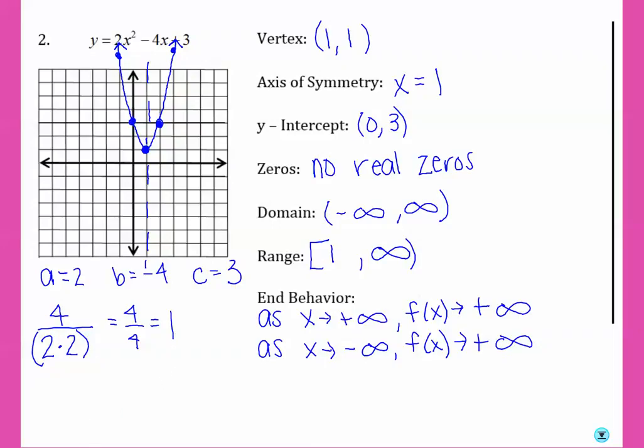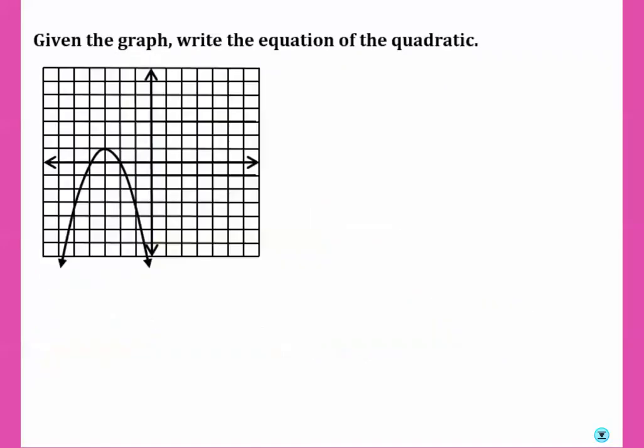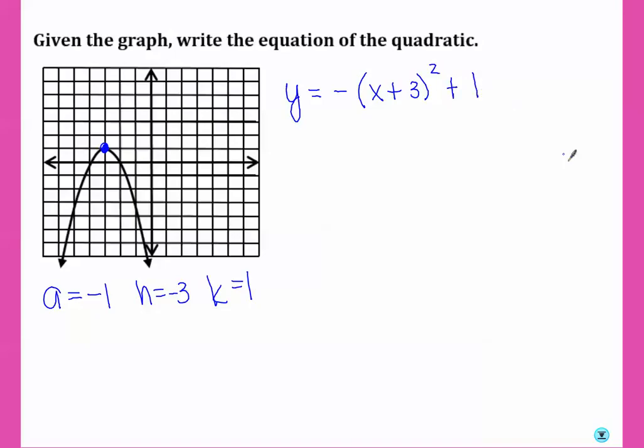Now let's look at one where we have the graph and we go back to the standard form equation. We're going to start off by writing this in vertex form. So we're going to need a, h, and k from our last lesson. h and k would be -3, 1. And since we went over 1, down 1, we know a is -1. So we know that y equals -(x plus 3) squared plus 1.